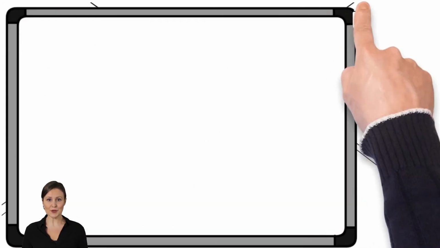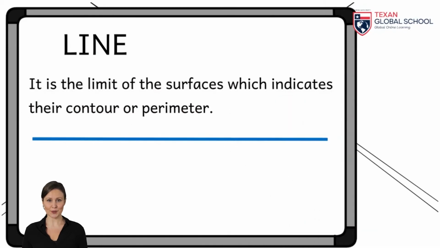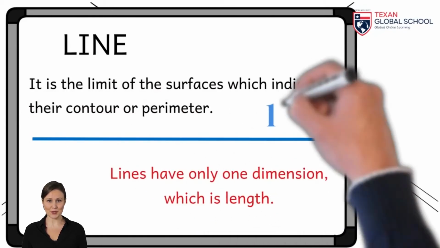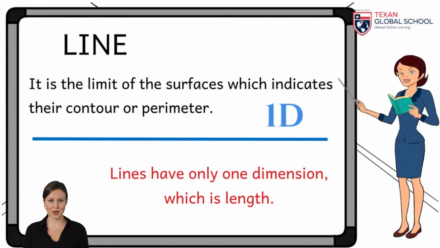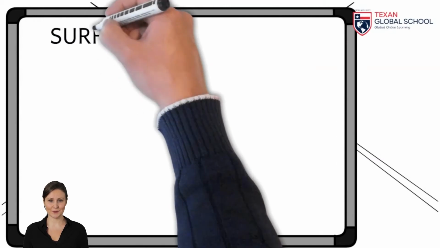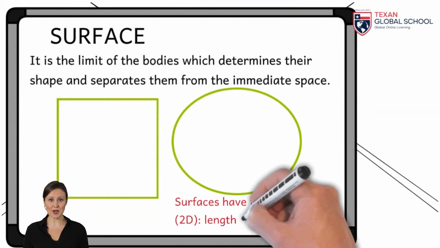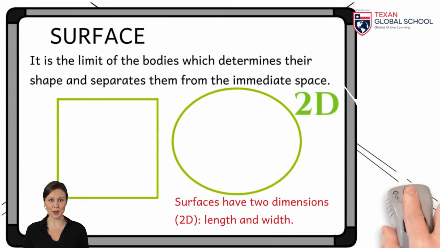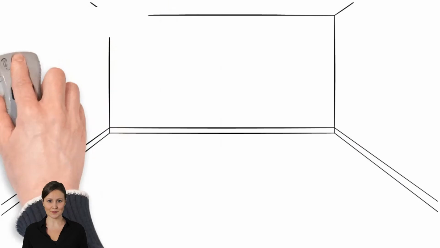On the other hand, the line is the limit of the surfaces, which indicates their contour or perimeter. The lines have only one dimension. This dimension is called length. A third concept is that of the surface. A surface is the limit of the bodies, which determines their shape and separates them from the immediate space. Surfaces, such as those mentioned in plane geometry or planimetry, have two dimensions, length and width.